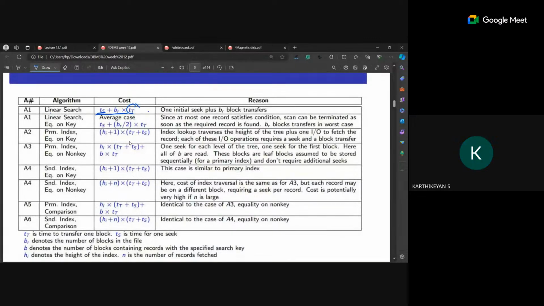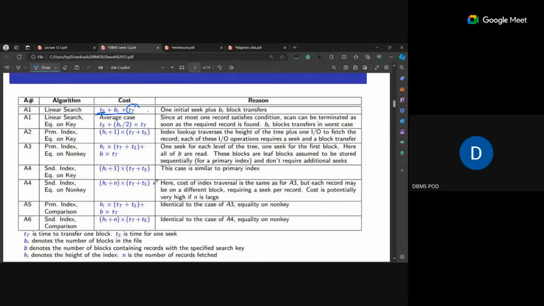What key are we talking about? Which key? It may be any key, like a primary key or any key. Okay. In the average case, BR by 2. Okay.